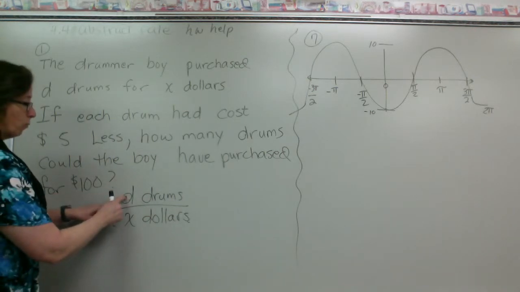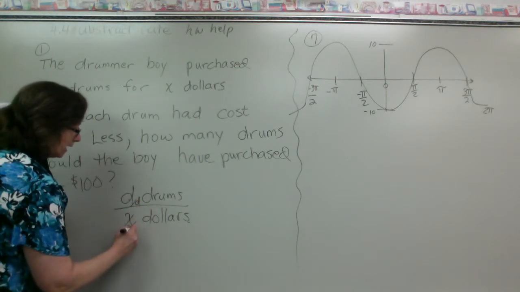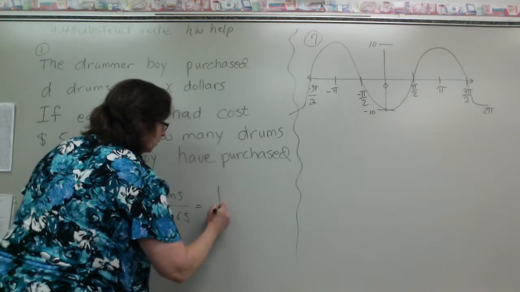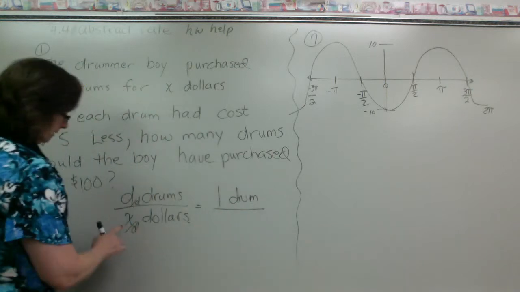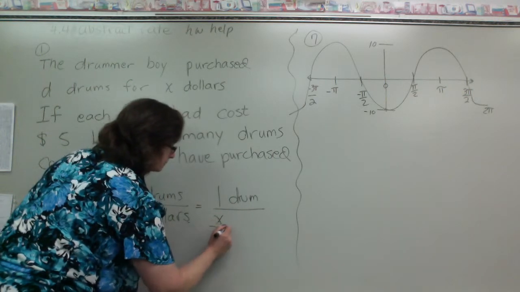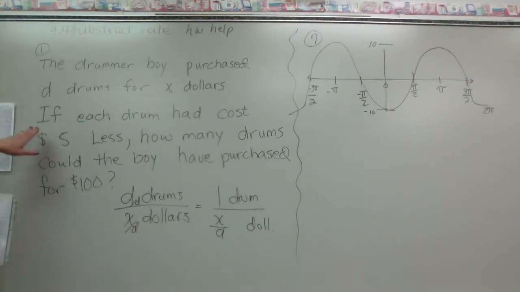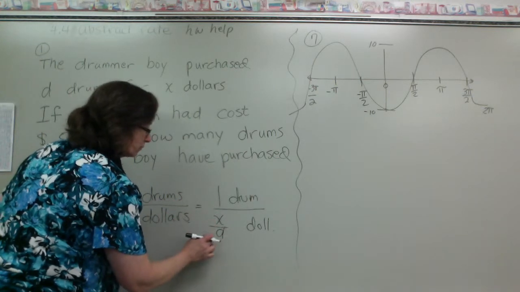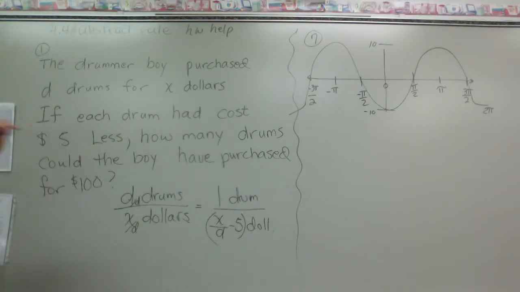So I'm going to say one drum instead of D drums. And in order to do that, I'm going to divide by a D on both the top and the bottom. So now I have, for the original price, one drum is X over D dollars. Okay, so then it says if each drum had cost $5 less. So then I'm going to have one drum costing X over D minus $5 at the new price.